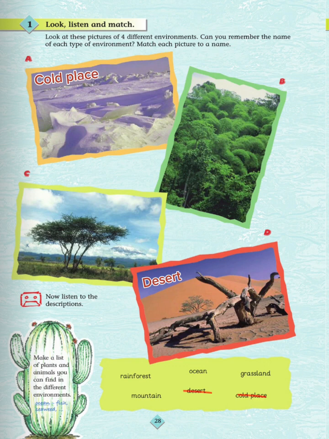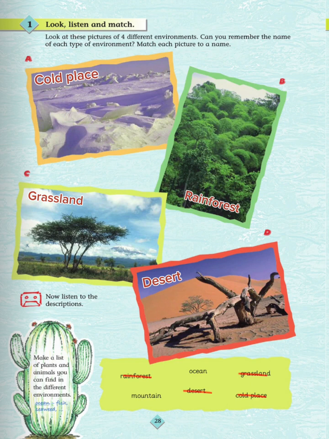3. These are huge areas of flat land covered by grasses. Some trees and small bushes grow here. They are usually hot, dry places where there is very little rain. 4. These are large areas of land in places near the equator where lots of trees grow close together. They are usually hot, wet places where there is lots of rain all through the year.